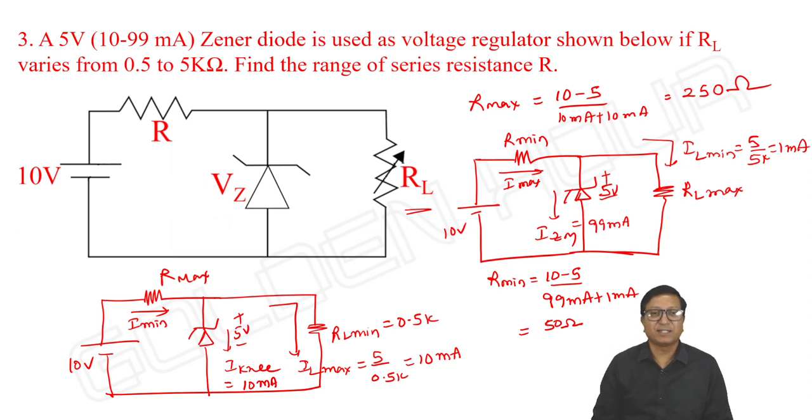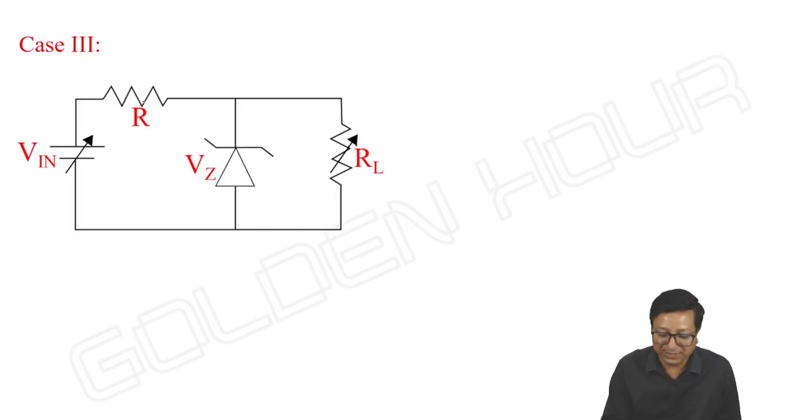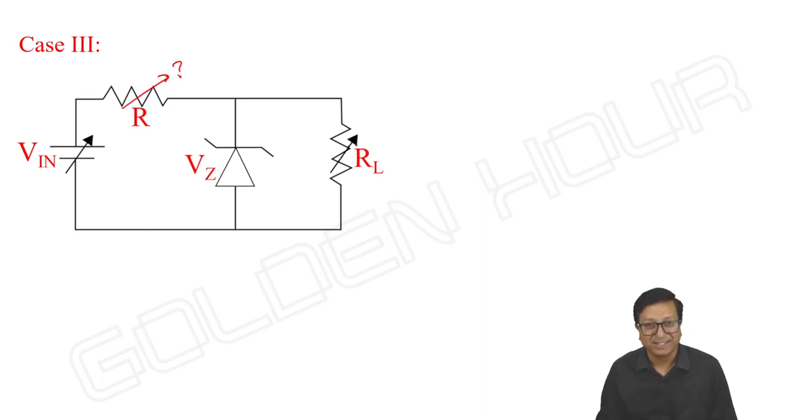Next, I'm taking the next case, where both input and RL are varying. You can just understand, just like that you can do this. Both input and R. So, what is the range of this R? I want to see. So, when input and RL both are minimum, that time IZ is minimum.